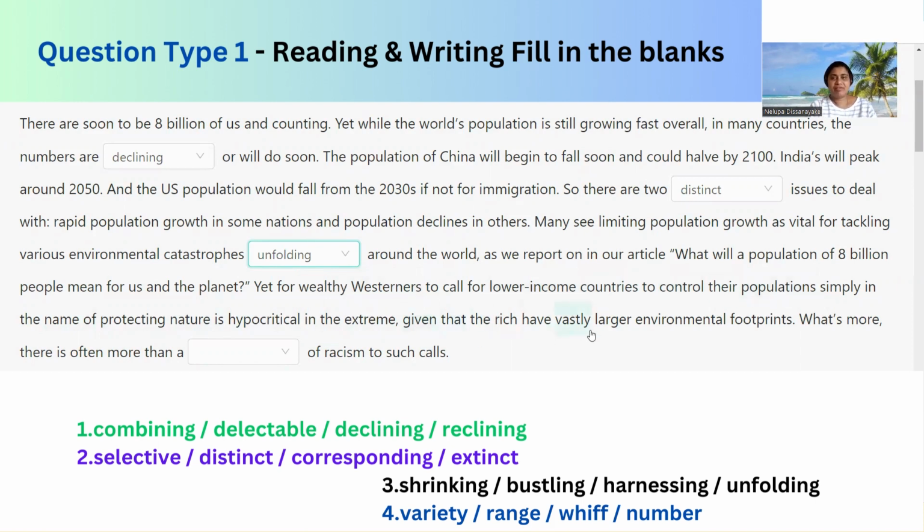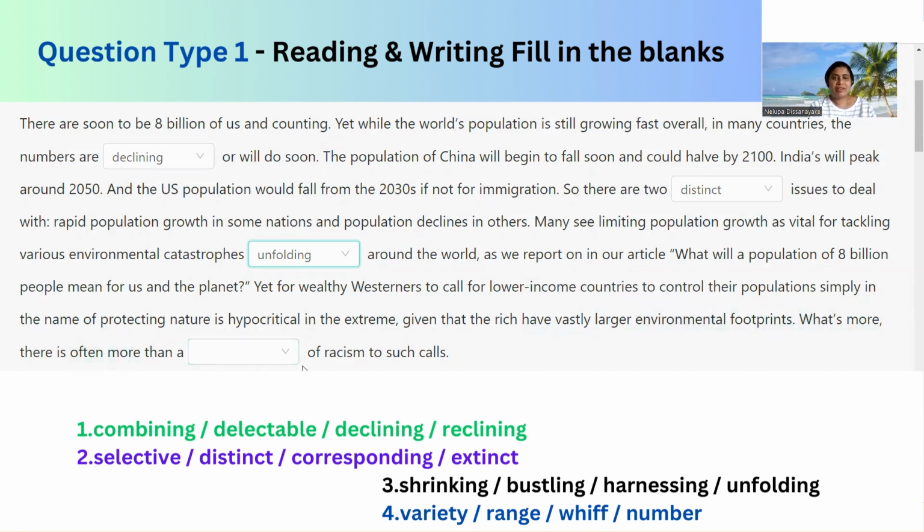Given that the rich have vastly larger environmental footprints. The reason they mention here is that the rich countries have large environmental footprints. So now they have a large area of concern. Now they can control the environment by themselves. Now, this is some kind of racism. So now here, what's more? Now we are going to give some more information here.